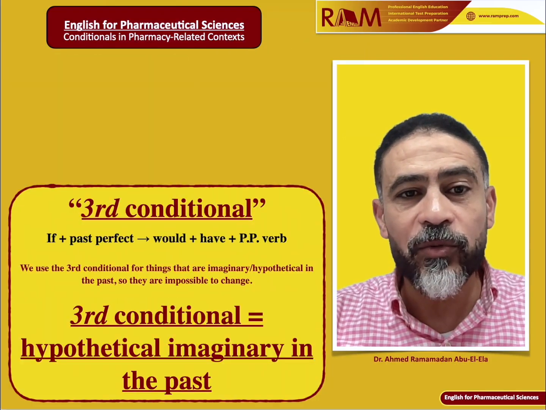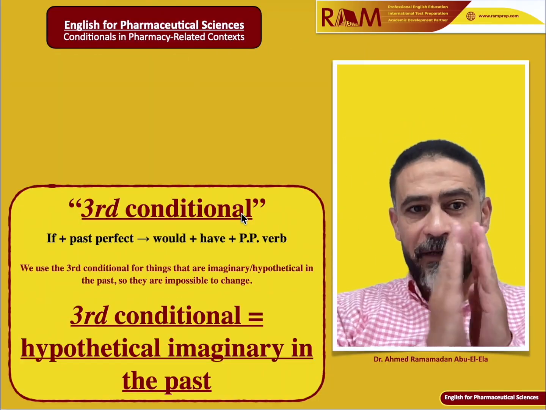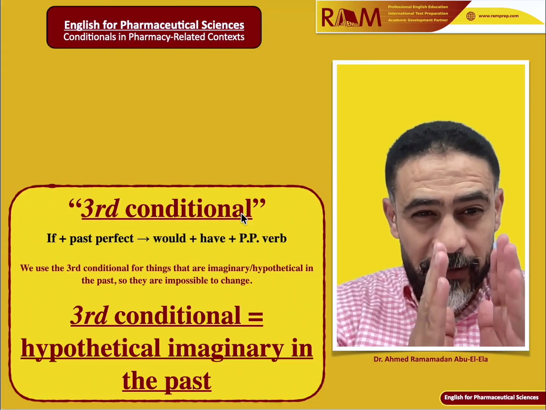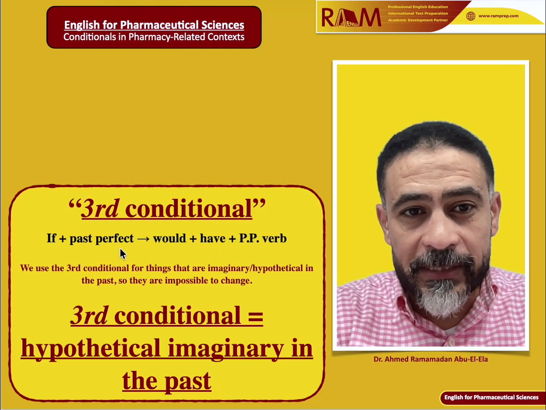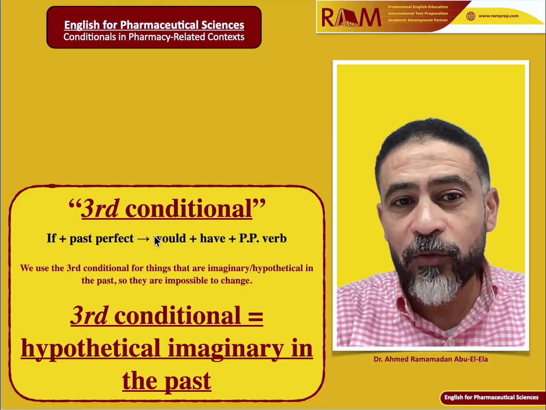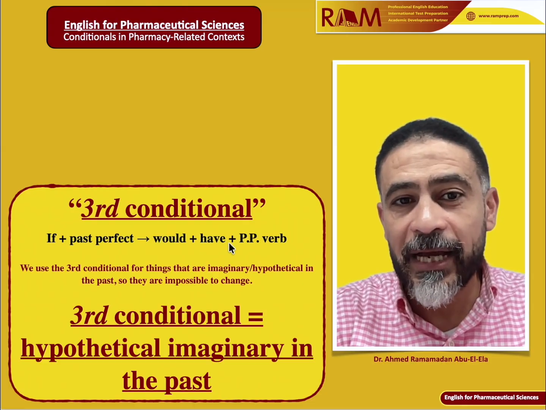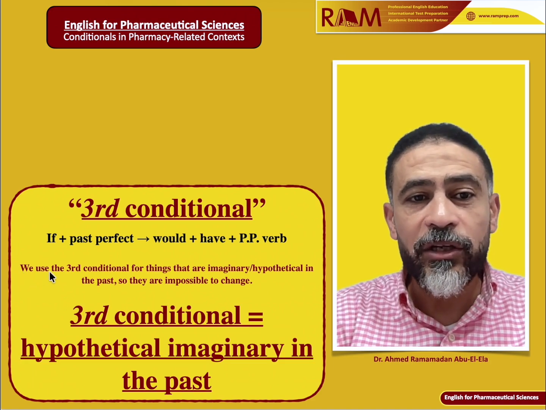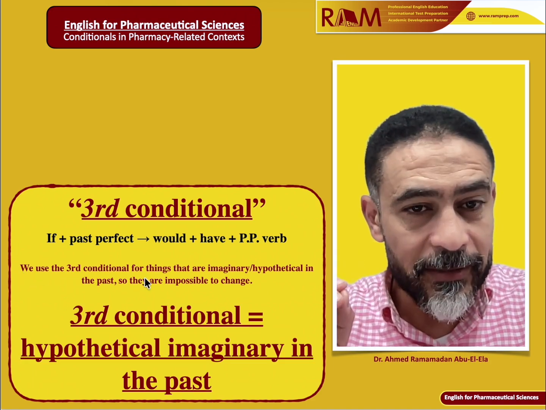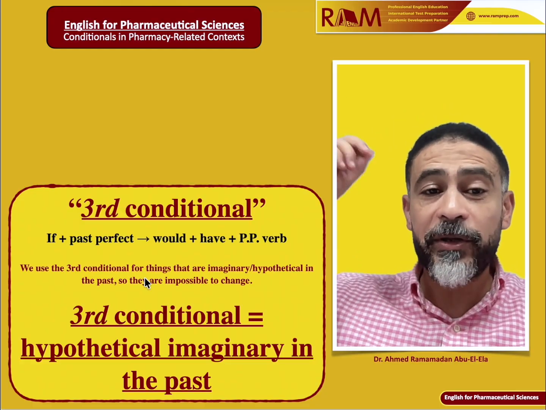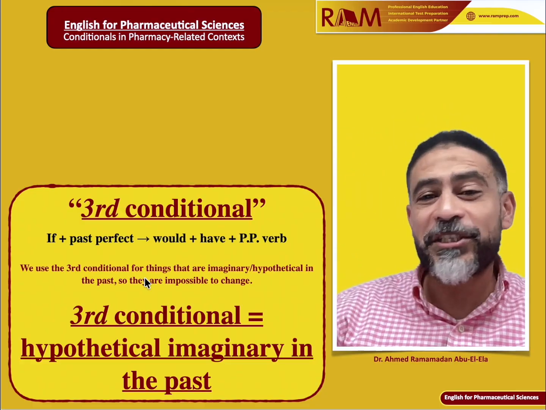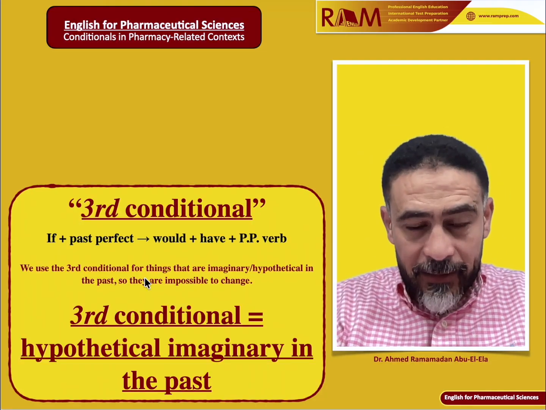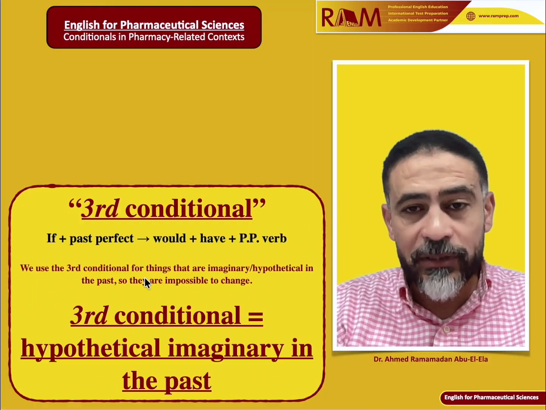تمام. وده اللي بيخلينا بنقول ان third conditional بيبقى الفورم بتاعها if plus ال past perfect. وده هنا هو الكاز، اللي هي الكاز سيجمنت في السنتنس. والإفكت بقى بياخد الستراكشر would plus have plus the past participle verb. ونقدر نقول كده ان we use the third conditional for things that are imaginary, hypothetical in the past, so they are impossible to change. ما نقدرش نغيرها.